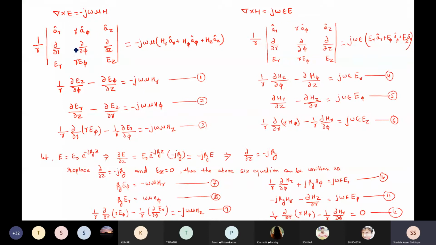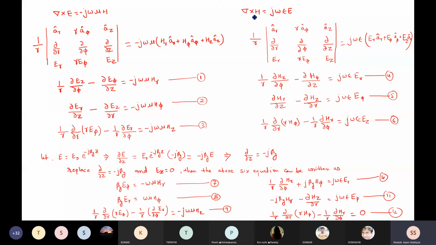So we take this curl equation in terms of this matrix or determinant form, and we'll try to find out the minor of these, equate with the a_r, a_phi, and a_z, and we'll try to find out these three equations.